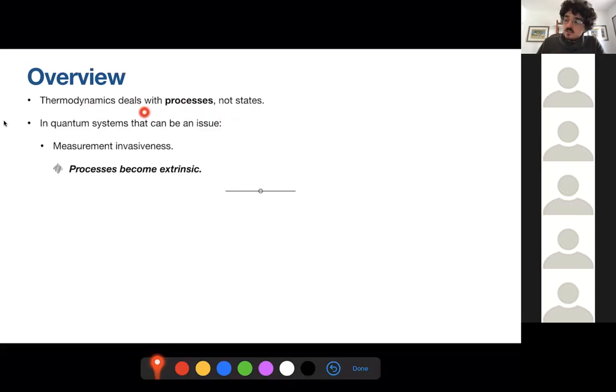And so characterizing these quantities in the quantum regime is a big issue because you have measurement invasiveness. If you want to actually measure the system to obtain a quantity, for instance, at two points in time, then the measurement can be invasive, and this makes the process extrinsic. I like to use this word extrinsic because we like to think of properties of nature as being intrinsic to an object or a system, so the property depends only on that system or on the process we are executing.